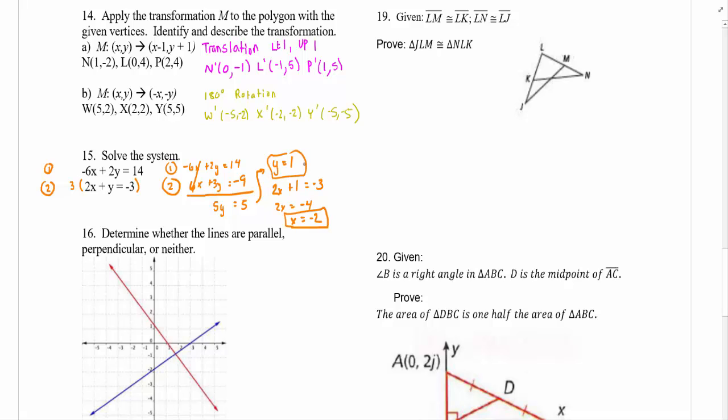And you can put your answers together if you'd like. They are basically an intersection point. So it'd be negative 2, comma 1, and you would be golden.